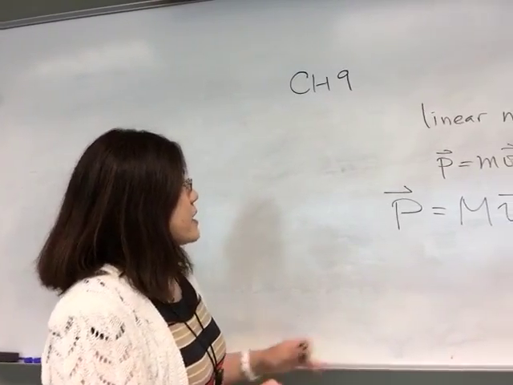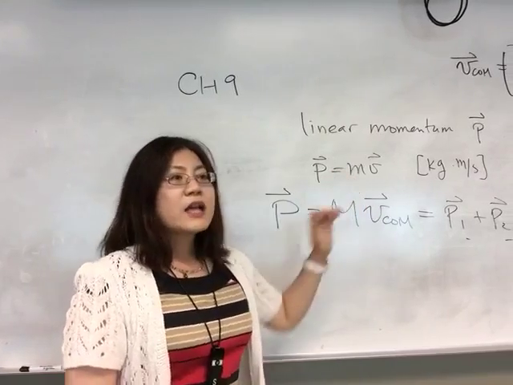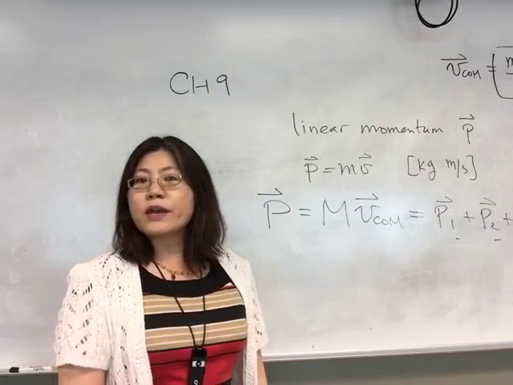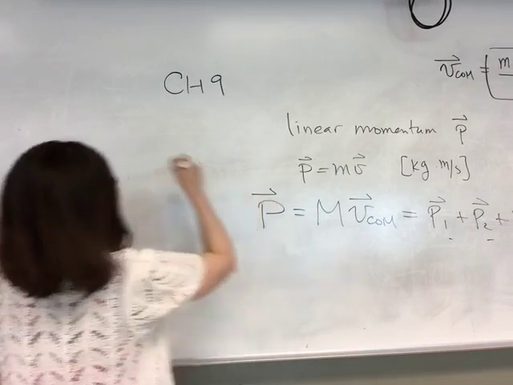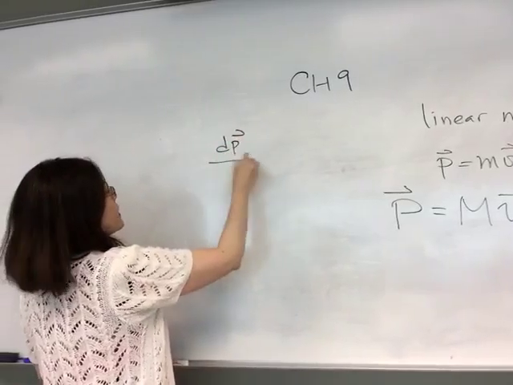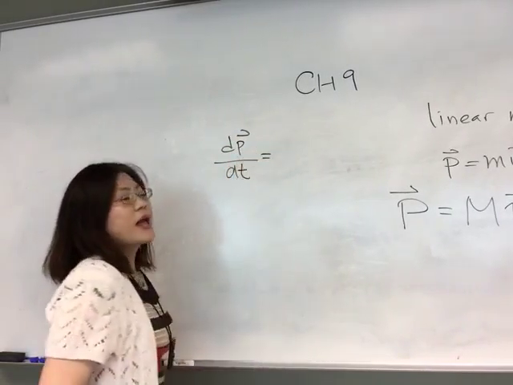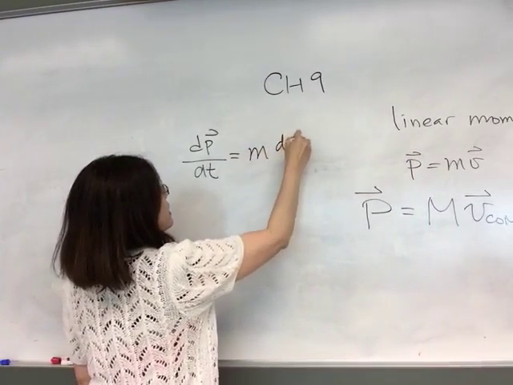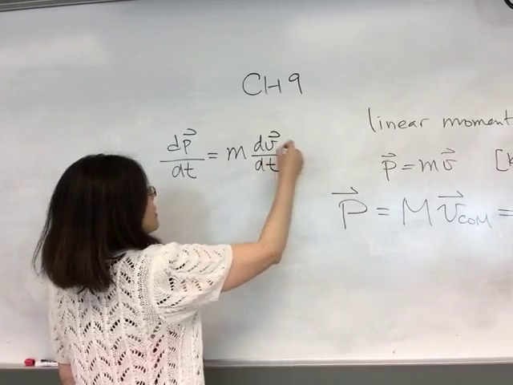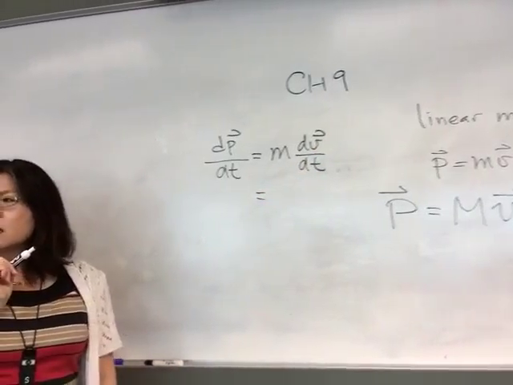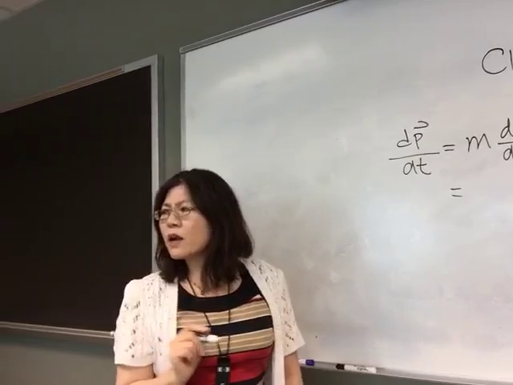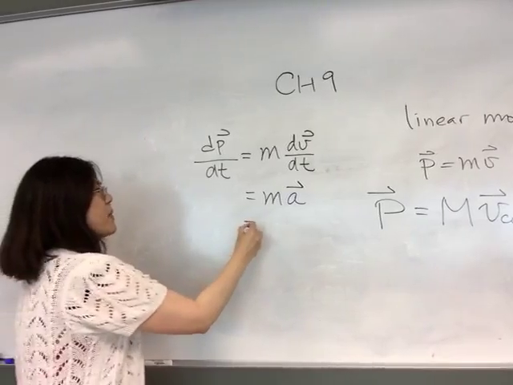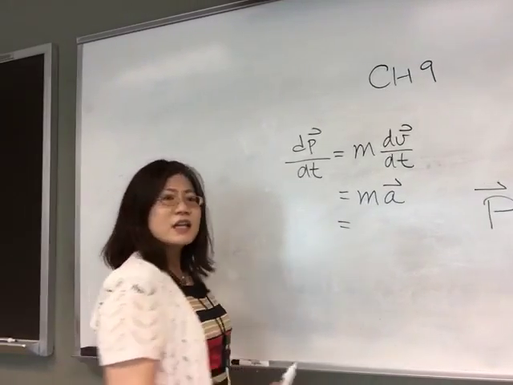All right, so that's it. This is linear momentum, which is mass times velocity. Let's take a time derivative of that to see what we get. So if we do dP over dt, and on the right-hand side, let's say mass does not change, you have your mass times dv over dt. What is dv over dt? That is your acceleration. So you have m times the acceleration, and mass times acceleration is a force.